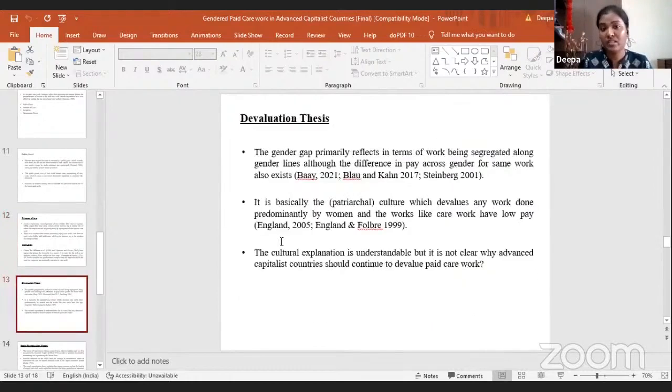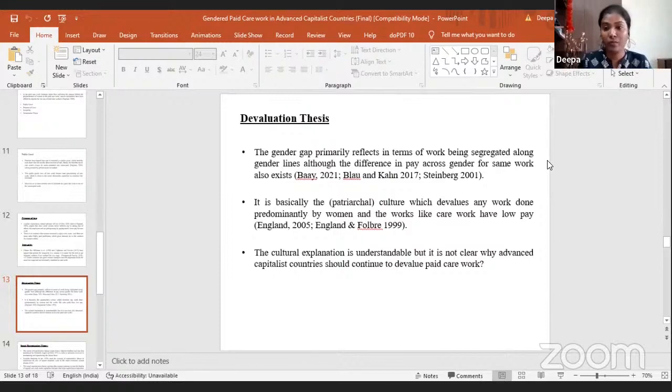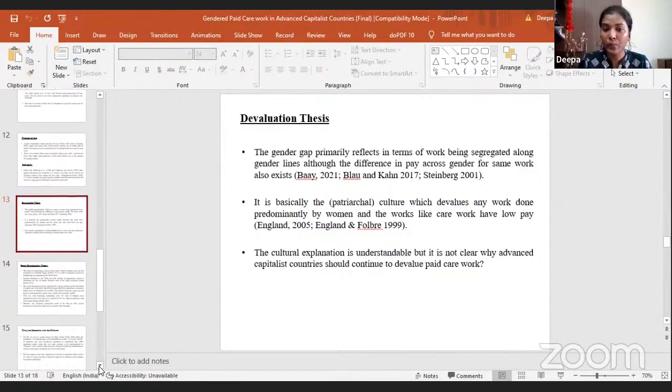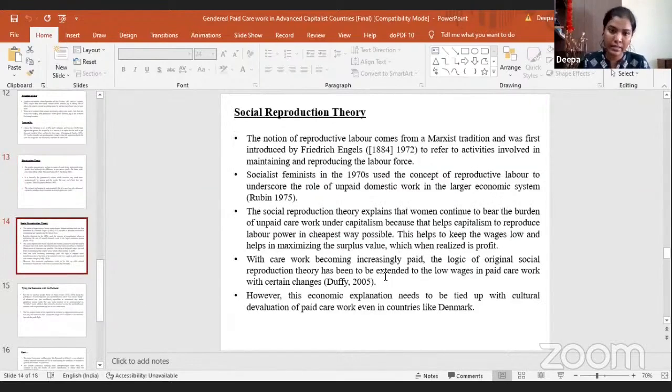So when we see the devaluation pieces, the gender gap primarily reflects in terms of wages being segregated along gender lines. Although the difference in pay across gender for the same work also exists, we are very much aware of the demand for the same wage for the same work by much feminist literature. So it is basically the patriarchal culture which devalues any work done predominantly by women, and work like care work has low pay. The cultural explanation is understandable, but it is not clear why advanced capitalist countries should continue to devalue paid care work. So what we understand is that care work is understood under the larger social reproduction theory.